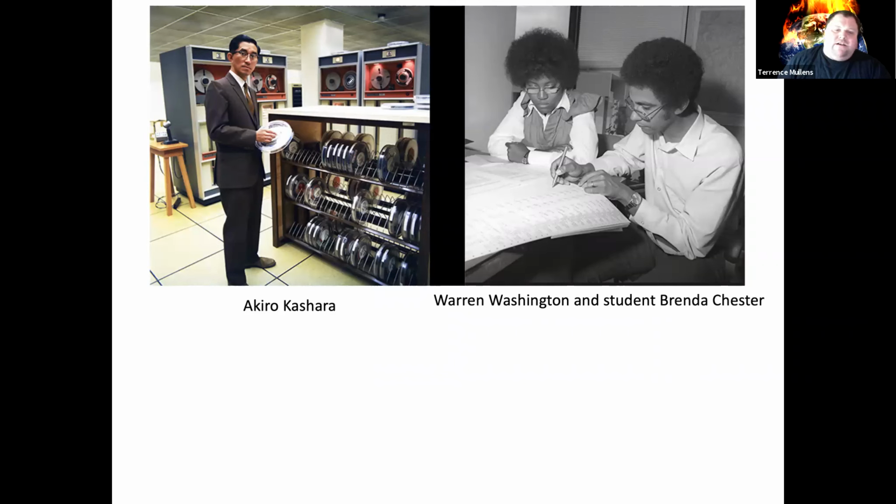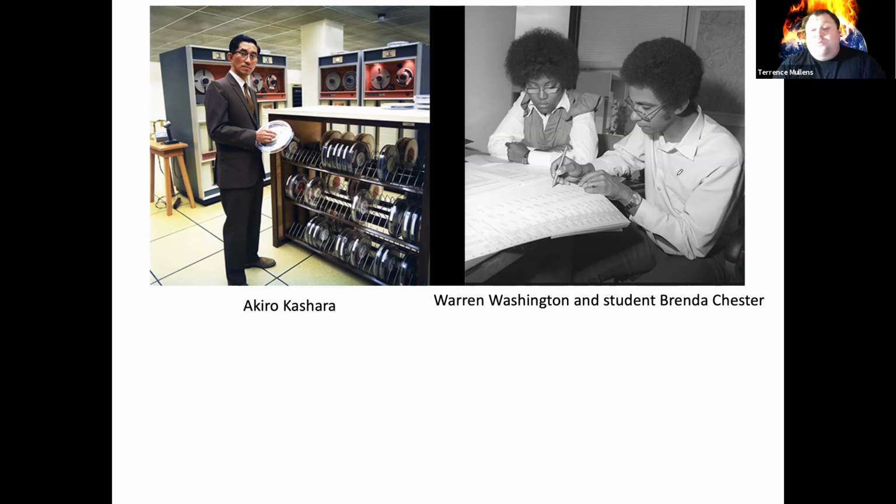Akira Keshihara here on the left-hand side, holding different reels of data. Again, this was back when computers were very, very crude compared to what they are now. I mean, think of all of those reels of data compared to the hard drive on your phone. And over here, Warren Washington and one of his students, Brenda Chester, were working on and analyzing data in developing these models.